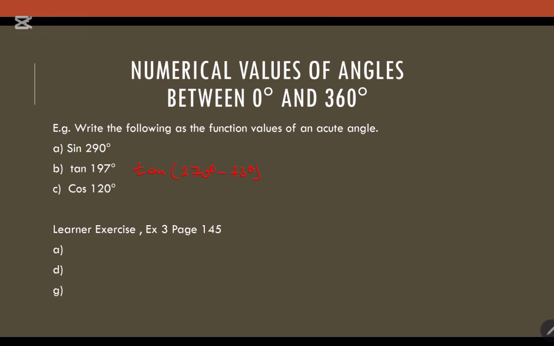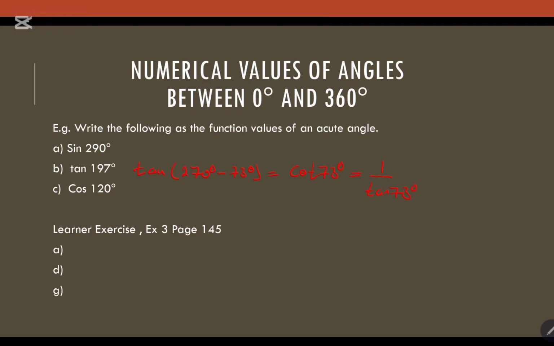So our acute angle will therefore be 73 degrees. But 270 minus is in the third quadrant. Now this is going to change to the cofunction of this, which will then be cot of 73 degrees. Remember, the cotangent is the reciprocal of tan, which is the same as 1 over tan. So this is the same as 1 over tan 73 degrees.